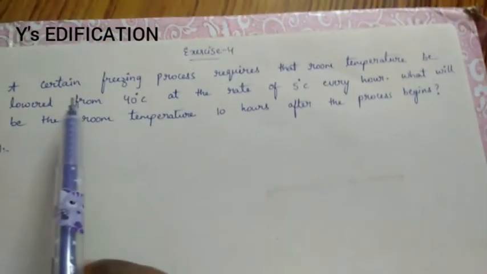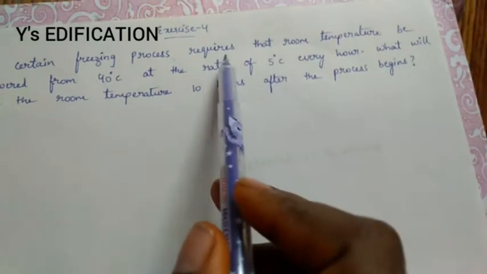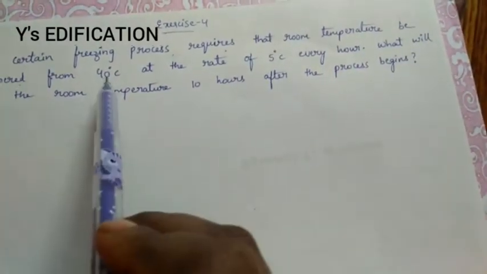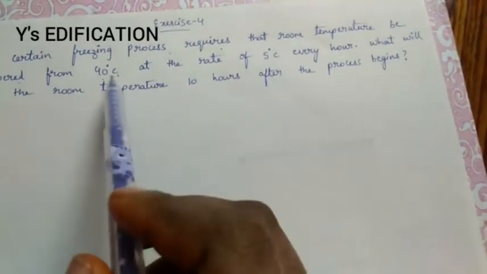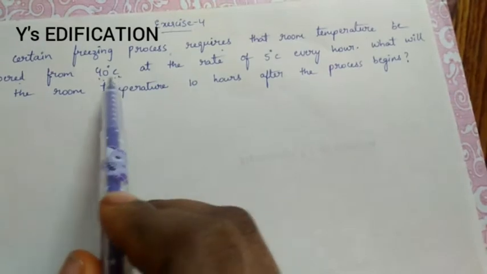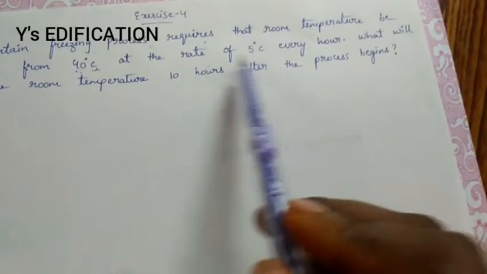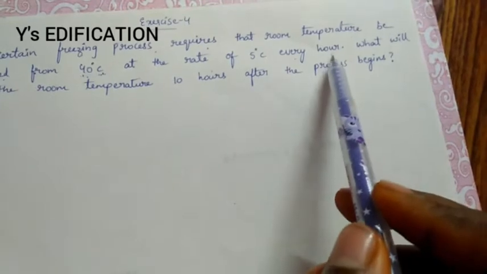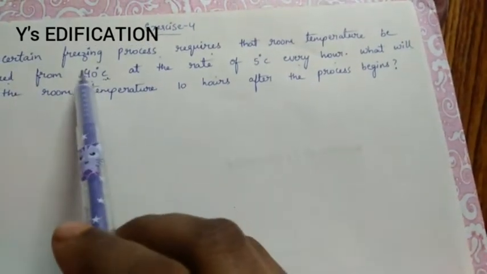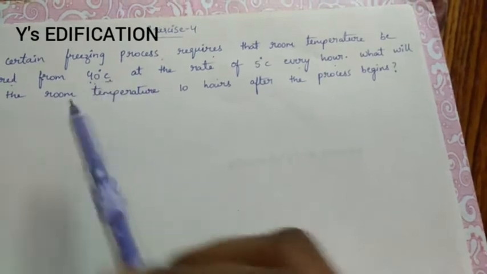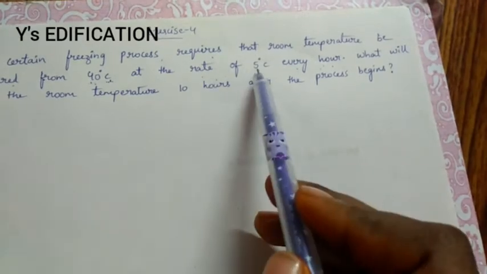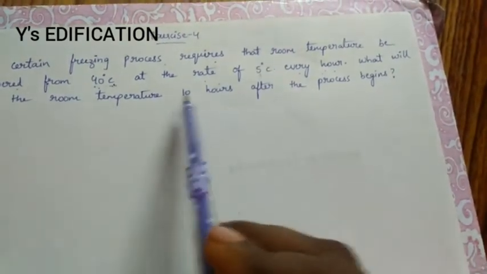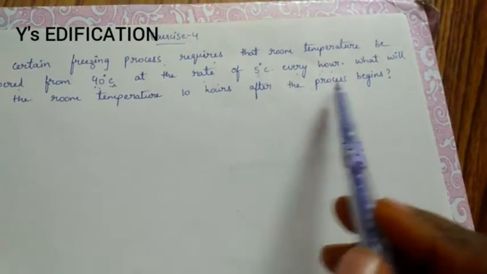Now, in the given question, a certain freezing process requires that room temperature be lowered from 40 degrees Celsius. That means the initial room temperature is 40 degrees Celsius. At the rate of 5 degrees Celsius every hour, it will be lowered. So, from the initial 40 degrees Celsius, it will gradually start decreasing every hour. For every hour, the rate of decrement is 5 degrees Celsius. So, what will be the room temperature 10 hours after the process begins?